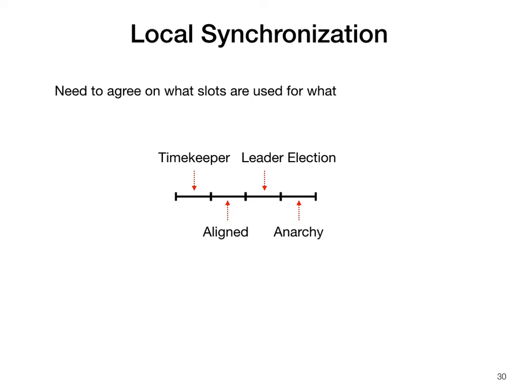The align slot is used to run our aligned algorithm that we discussed previously. The leader election slot is used to perform leader election, and the anarchy slot is for the case where a leader fails to be elected. More on that in a moment.